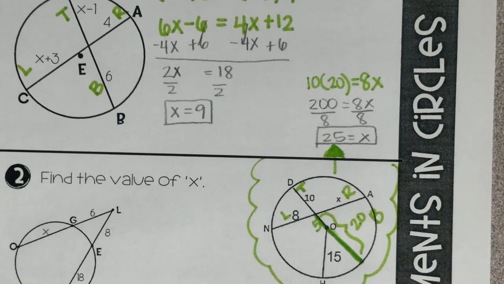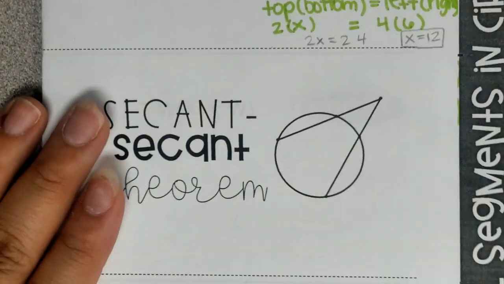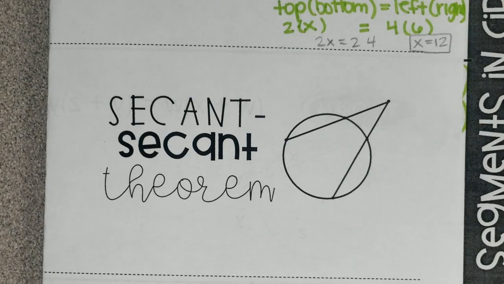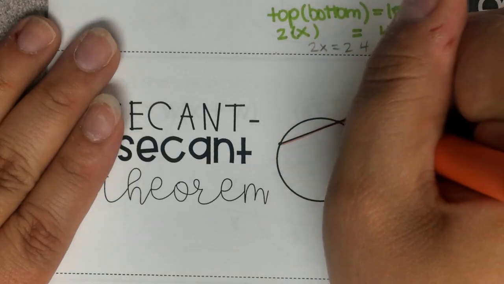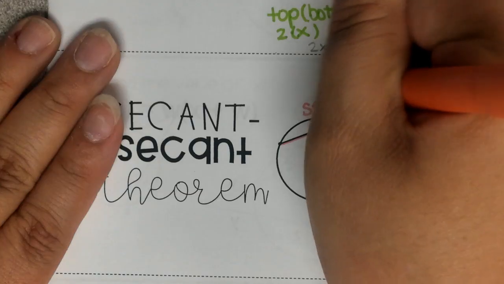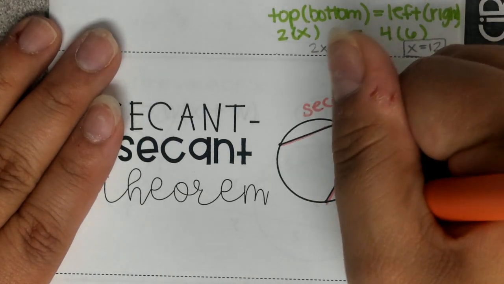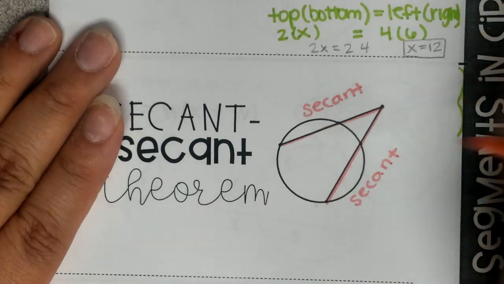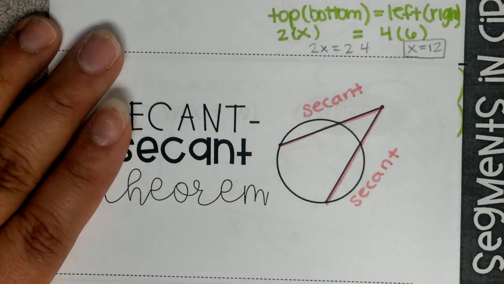All right. Everybody close your notes. The next property we have is when you have a secant to secant theorem. Do you agree this line goes through my circle? That is a secant. Do you agree this line goes through my circle? That is also a secant. Where is a secant and a secant, not always, but in this case, intersect?